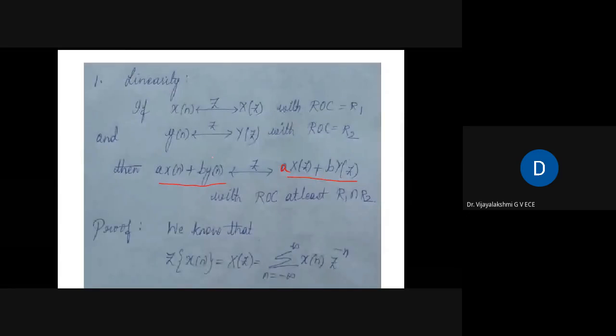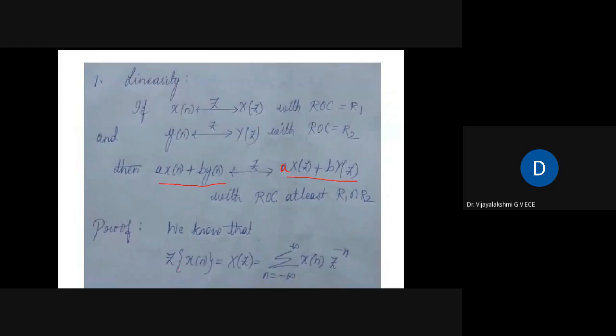So let us start with the definition of the Z transform. We all know that Z transform of any sequence x of n is given by X of z. And how do you find that? Summation of n varying from minus infinity to plus infinity x of n into z power minus n. Now, this is in general for any sequence. Now, I have to prove for this sequence, that is addition of two different sequences which are scaled by the factors a and b.